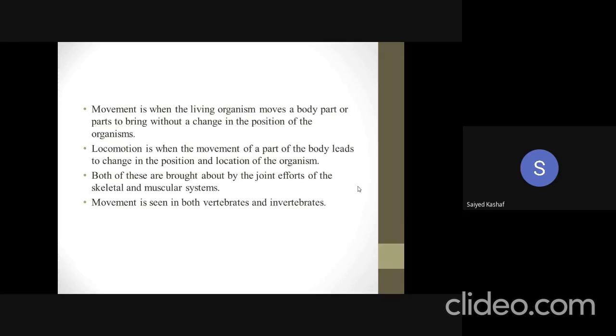So all locomotions are movement. One of the most important points in the NCERT textbook is that all locomotions are movement, but all movements are not locomotion. Both of these are brought about by the joint effort of the skeletal and muscular system. Movement is seen in both vertebrates and invertebrates.